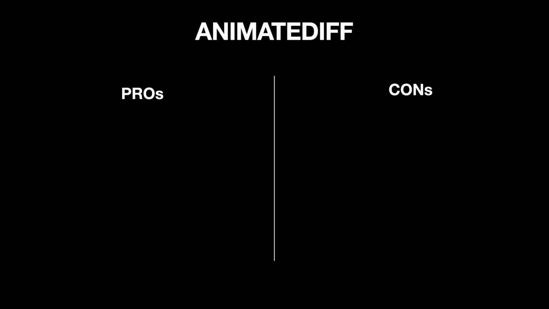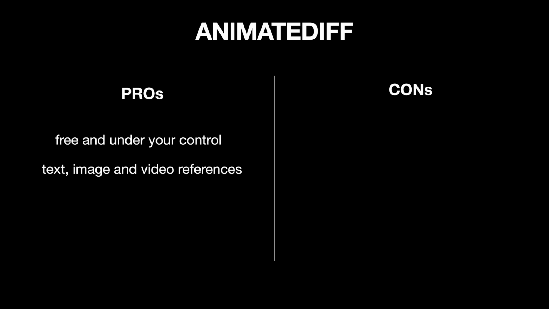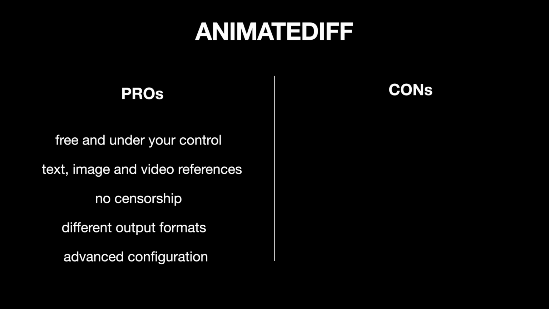So let's see which advantages and disadvantages this model has. First of all, it is free and fully under your control. Again, you can use text, image, or even video to generate your own animation. And there is no censorship because you're running your own instance of Stable Diffusion. And it supports different output formats, so you can generate GIF, MP4 or WebP, or even just a PNG sequence, whatever you want. It has advanced configuration, and you can play with that to get the best result. But honestly, sometimes it is too advanced and it is very easy to mess it up.